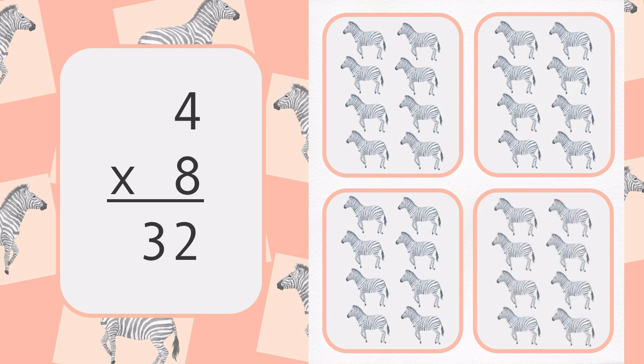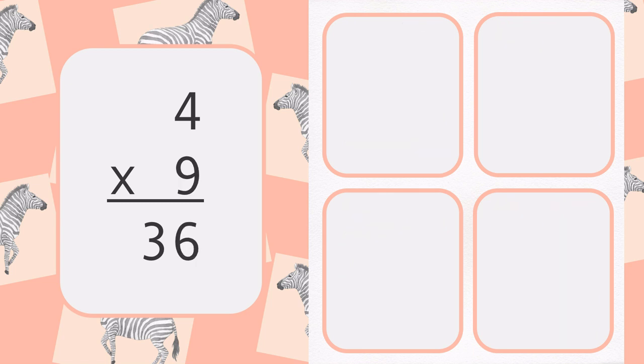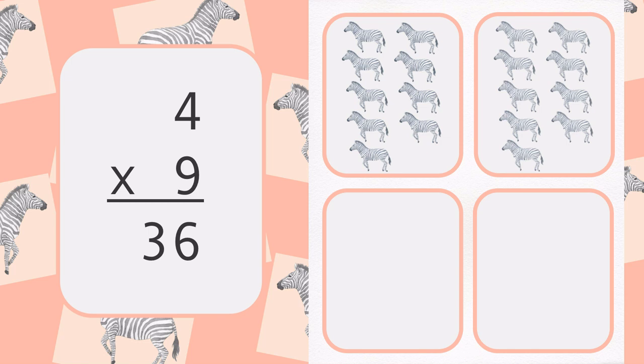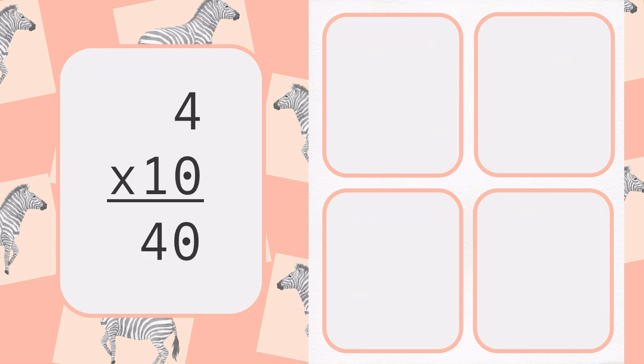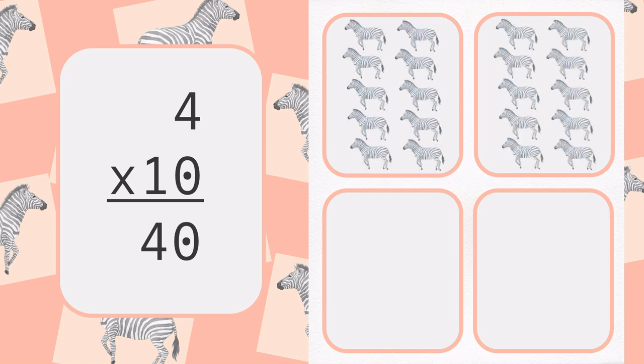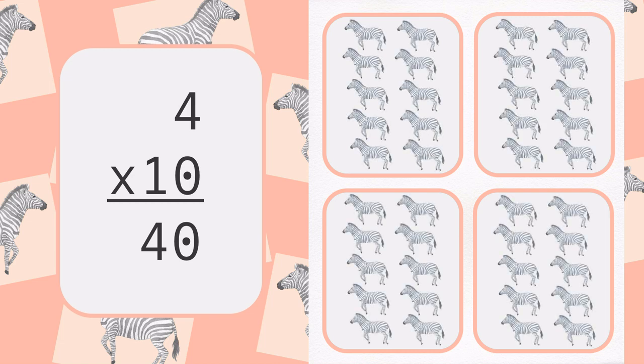There are 4 groups of 8. 4 times 8 is 32. There are 4 groups of 9. 4 times 9 equals 36. There are 4 groups of 10. 4 times 10 is equal to 40.